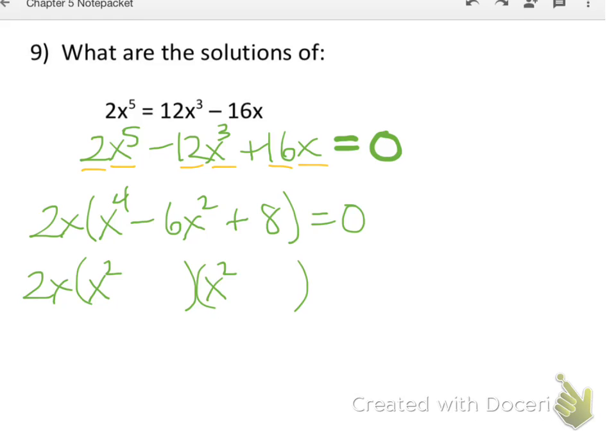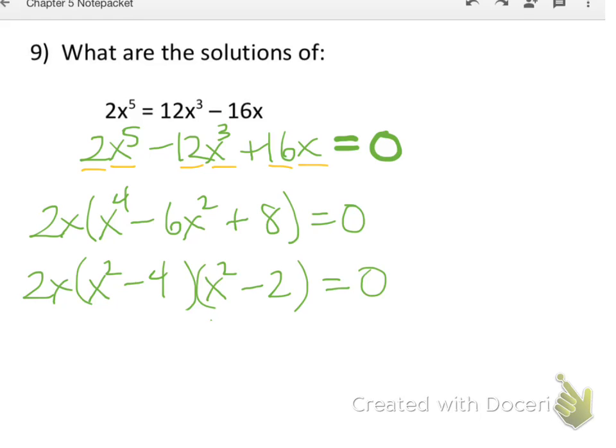So we're going to have x squared, because x squared times x squared would give us x to the 4th. And when we get our middle terms, the x squared and the x squared will add together to give us that 6x squared. Those two terms will give us our 6x squared. So we're going to have minus 4 and minus 2. Don't forget, it's still equal to 0.